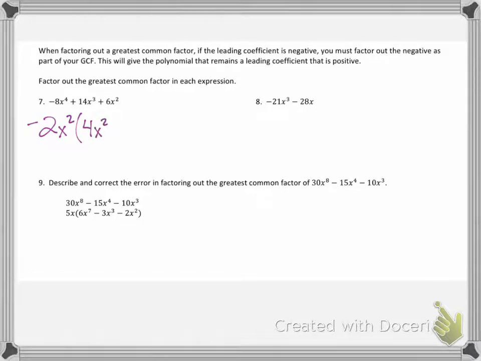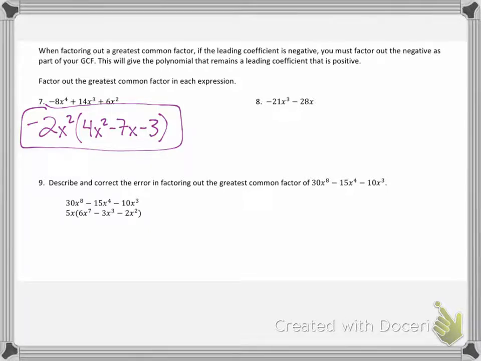14x cubed divided by negative 2x squared. 14 divided by negative 2 is negative 7. X cubed divided by x squared is just x. And then 6x squared divided by negative 2x squared, 6 divided by negative 2 is negative 3. X squared divided by x squared cancels, so there's nothing there. And here you have your factored expression.